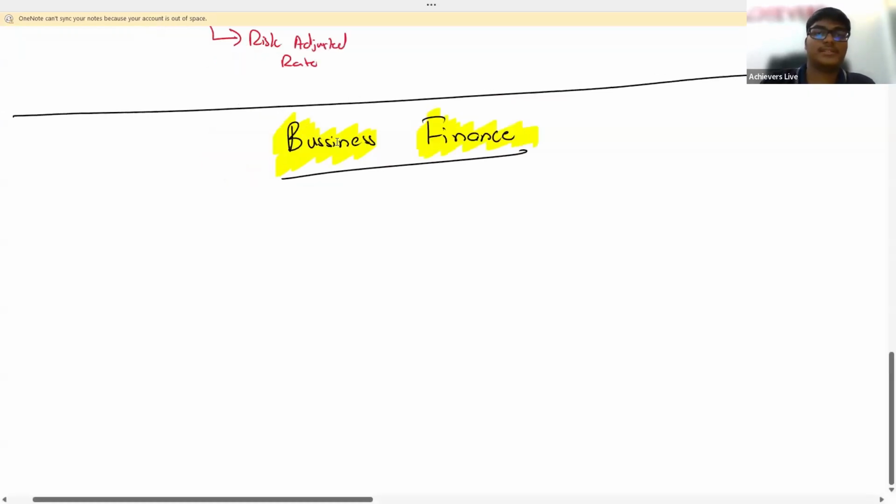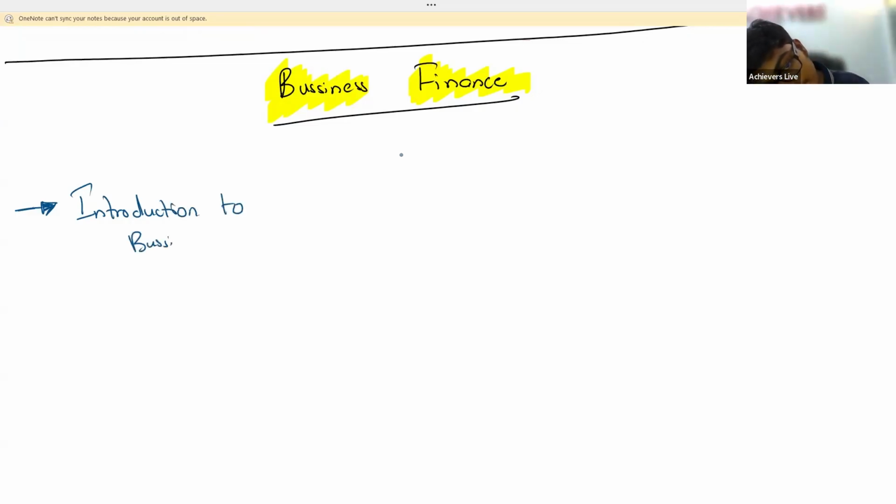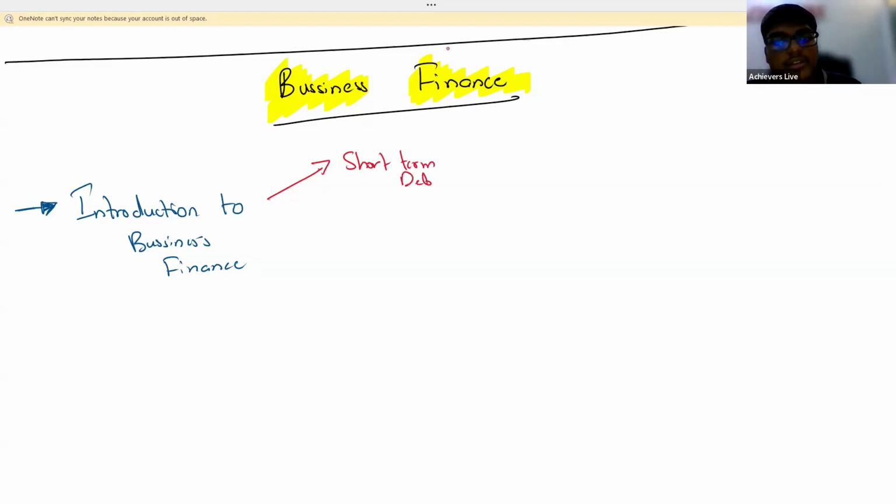Business finance. First, we looked at the introduction to business finance. Initially we looked at short-term debt finance, different ways to obtain it. So we looked at bank overdraft, short-term loan, short-term lease, and trade credit.